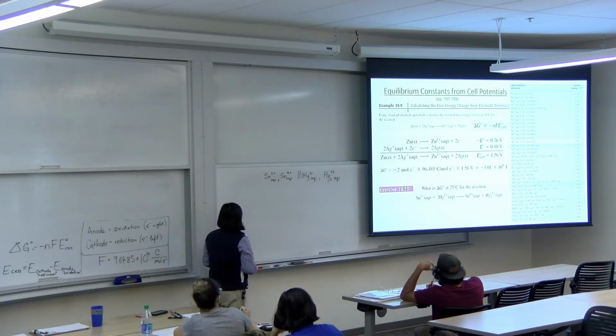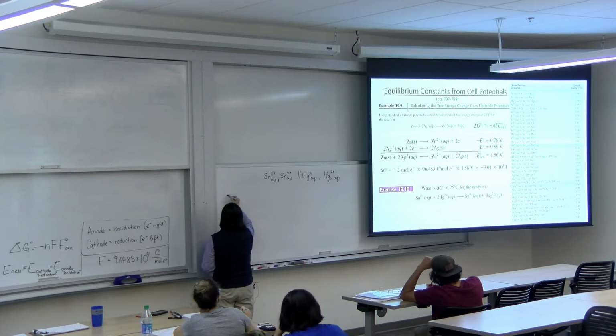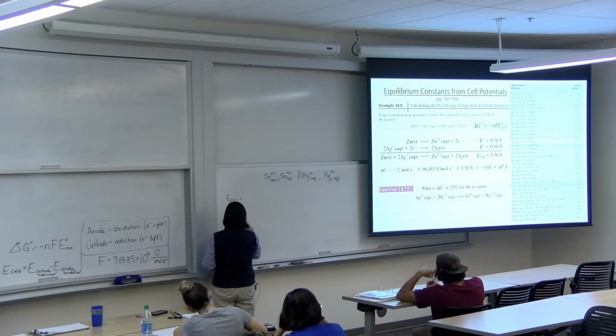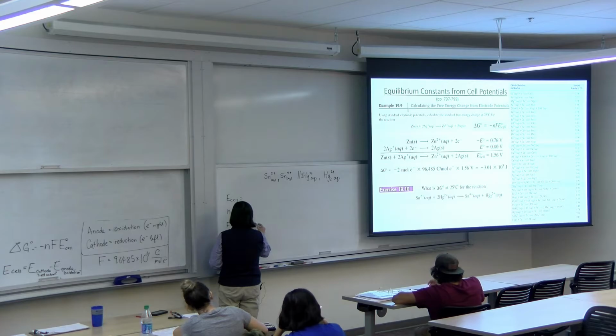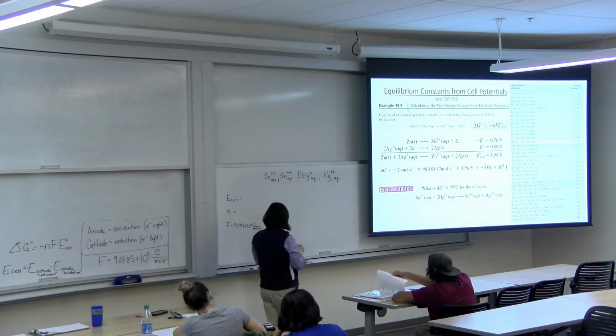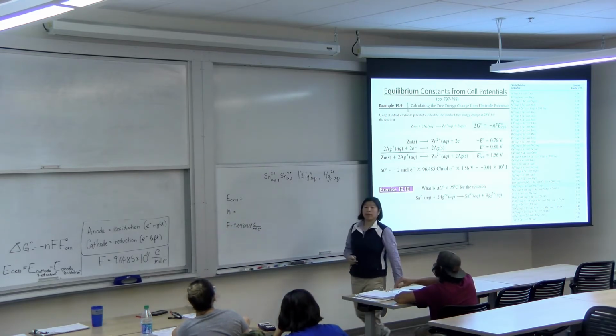So how do I find E cell? How do I find N? Of course, Faraday's constant is 9.6485 times 10 to the 4th coulombs over moles of electrons. Okay? How do I find E cell? Who can help me?